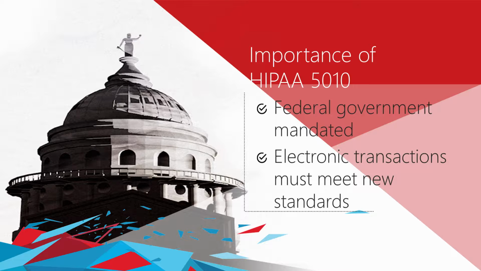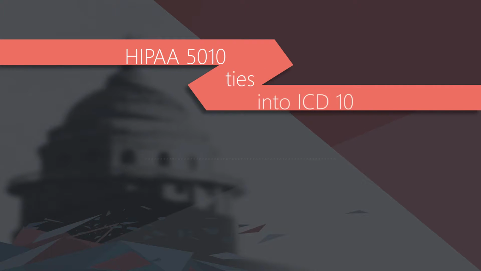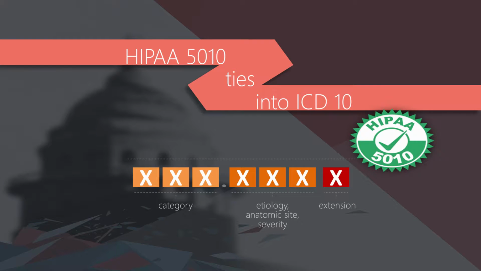So this new HIPAA 5010 also ties into something called ICD-10. And if you're in the medical field, of course, you've heard about ICD-9 codes. These are the codes that are assigned to specific diagnoses and how these diagnoses are actually billed to, say, the federal government, or how you get reimbursed by the feds. These are the actual transaction codes. Well, that's also changing from ICD-9 to ICD-10.